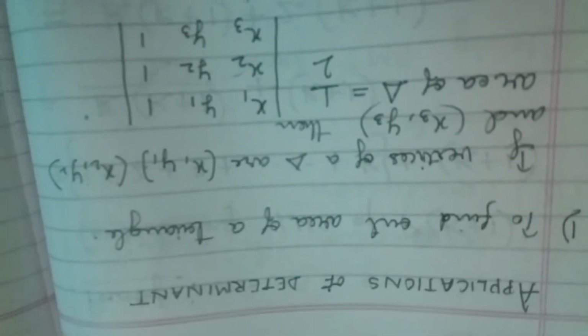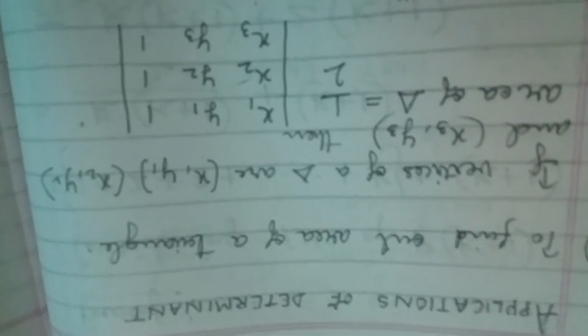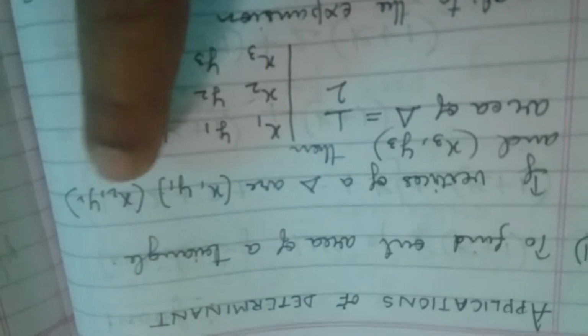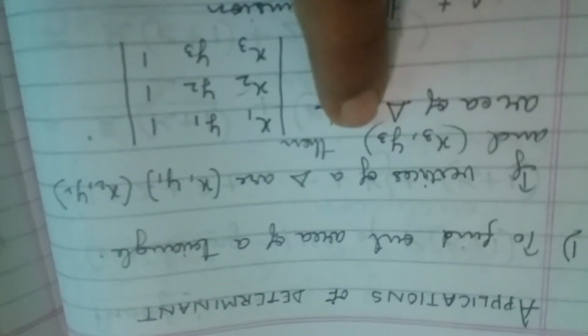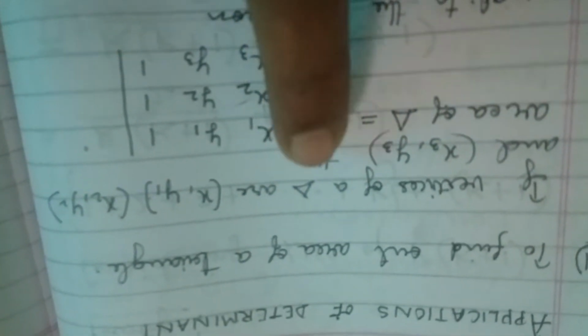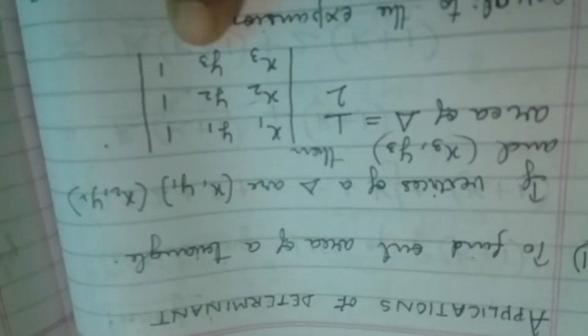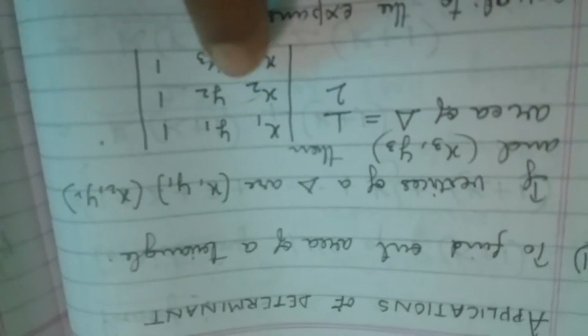Now students, we will try to understand applications of determinant. The first application of determinant is that we can find out the area of a triangle. Suppose the vertices of a triangle are given to you as x1, y1, x2, y2 and x3, y3, then the area of the triangle is equal to half of the determinant formed by these vertices.